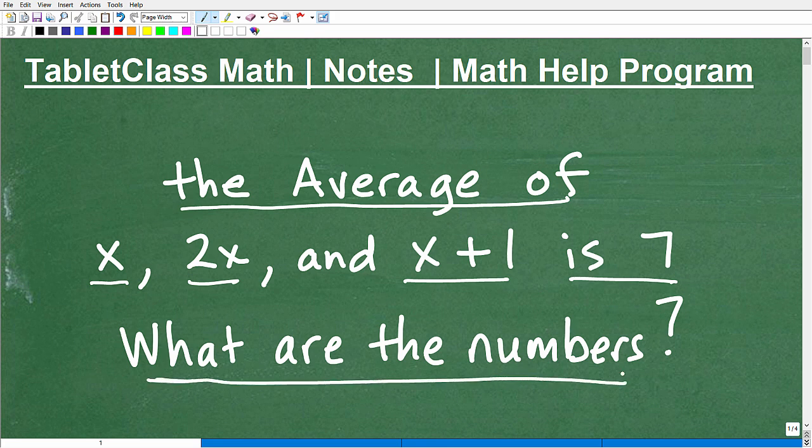Okay, so x, 2x, and x plus 1 represent actual numbers, but we know when we take the average of these three numbers, it is 7. We want to figure out what the numbers are. So we're going to tackle this problem, and hopefully, you feel up to the task and say, well, I think I could do this on my own.